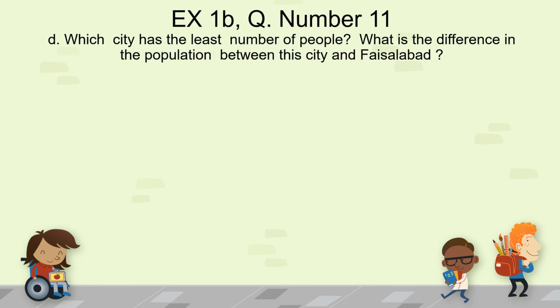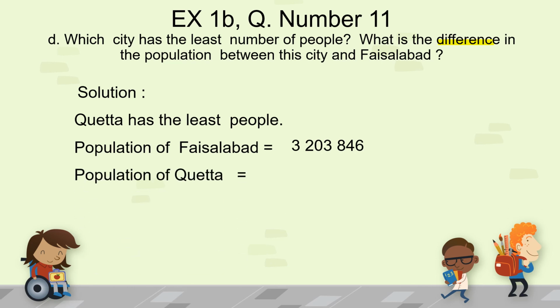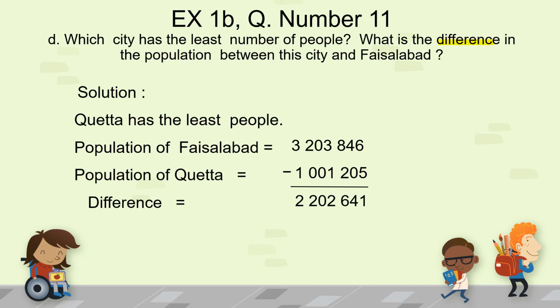Its D part is: which city has the least number of people? What is the difference in the population between this city and Faisalabad? Now looking at your table carefully, you will find that Quetta has the least number of people, and now we are going to calculate the difference between Quetta and Faisalabad's population. So this is the difference.